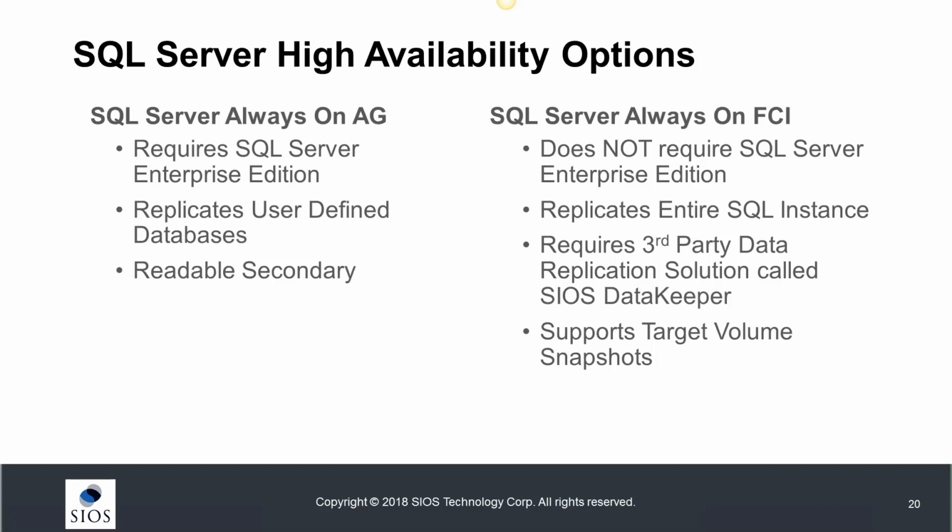Now, to enable failover clustering on the Google Cloud Platform, you're going to have a third-party data replication solution, such as SIOS DataKeeper, which we're going to talk about a little bit more later in the presentation. The failover cluster instances do not support readable secondaries, but with the DataKeeper solution, you can do a point-in-time target site snapshot, so the volumes containing the databases can be made available for read-write access, which you could then mount from another instance of SQL to do your month-end reports, or do a robocopy to archive storage to supplement your backup scheme.